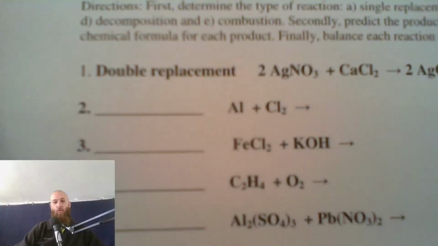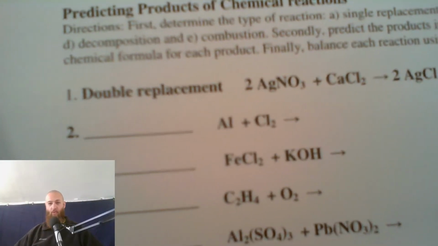All right, so having said all that, yesterday I put an assignment on Google Classroom to practice what we were doing yesterday, and that was identifying reaction types, predicting products, and then balancing. You got to do them in that order. So identify, predict, and then balance. So I put a worksheet on the Google Classroom, and this is what it looks like here.